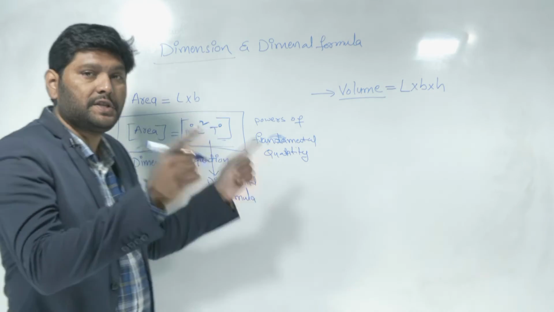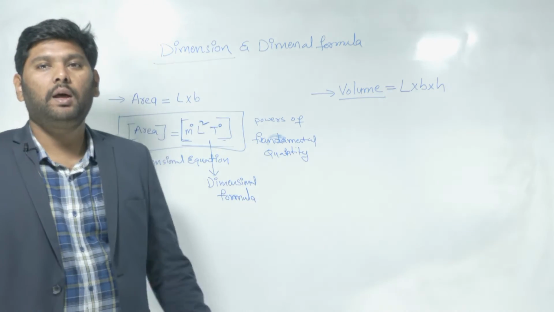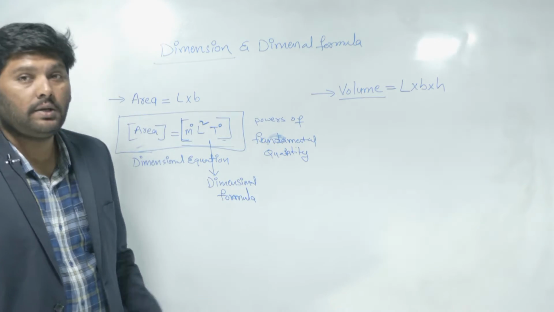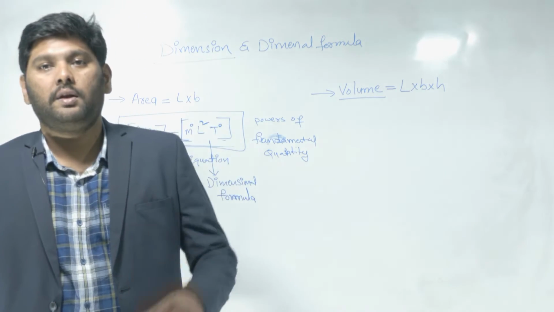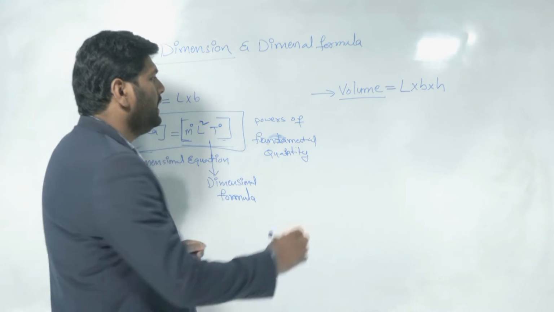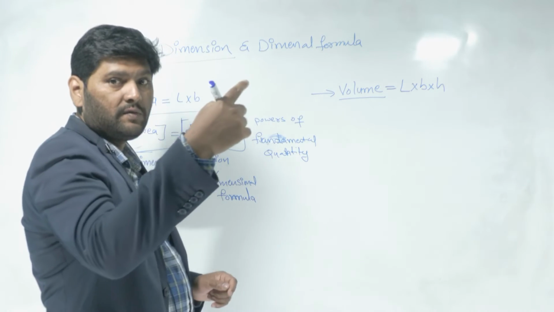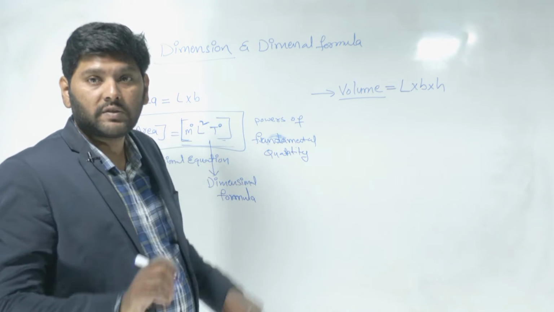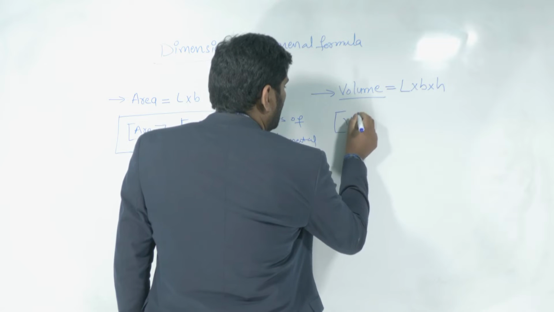So now I wish to write the dimensional equation, dimensional formula and dimensions. Three points. Dimensional equation, dimensional formula, dimensions. Now let us write the dimensional equation first. When you are writing the dimensional equation, the physical quantity you must show in a square bracket. So I will show volume in the square bracket.